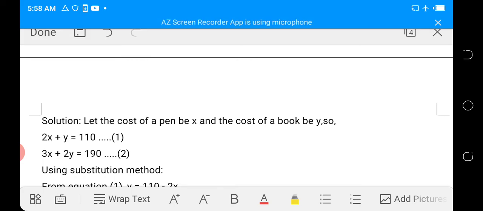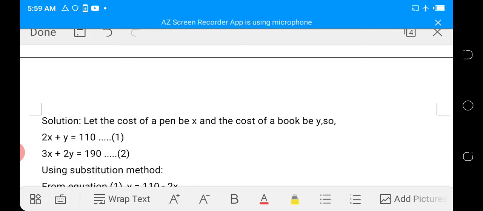So if 2 pens and 1 book cost 110 naira, that gives us our equation 1: 2x plus y is equal to 110. And in the second sentence, we have that the cost of 3 pens and 2 books is equal to 190 naira. That gives us our equation 2: 3x plus 2y is equal to 190.